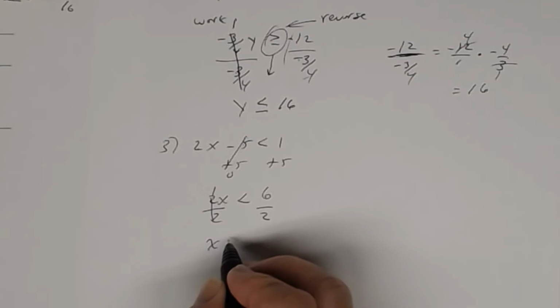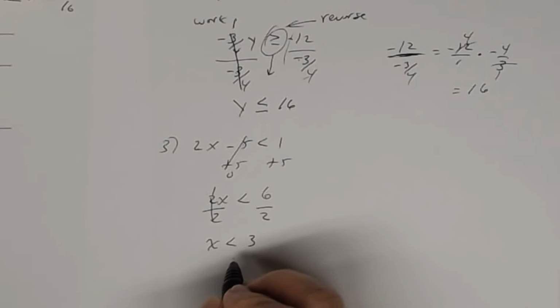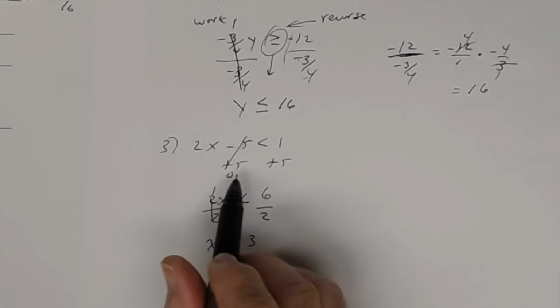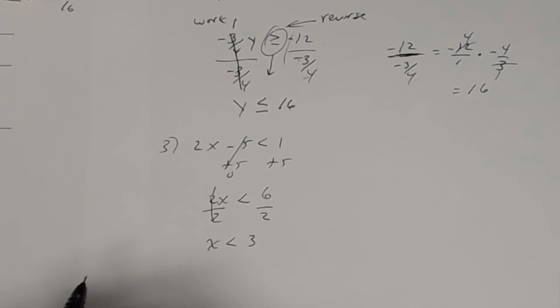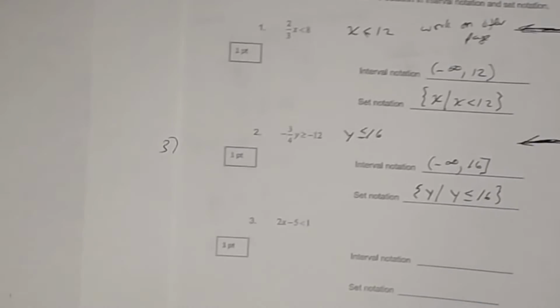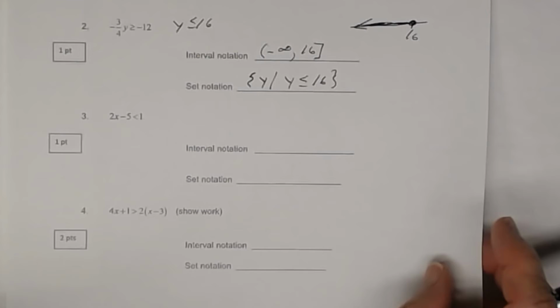1 times x is x, so x is less than 3. So you found your solutions. Any real number less than 3 will make this inequality a true statement. And so we're going to put the interval in set notation.